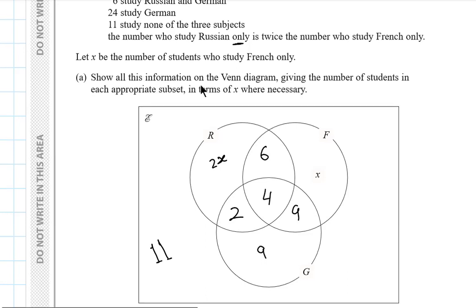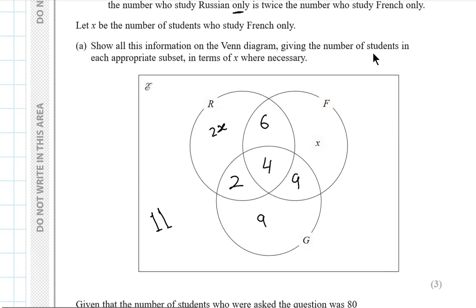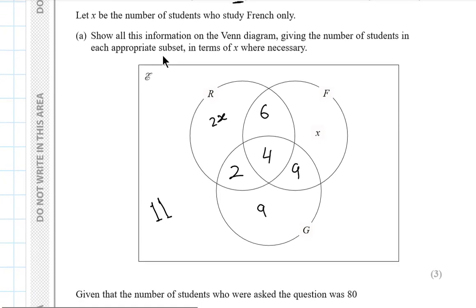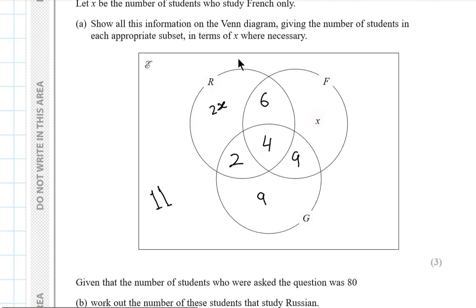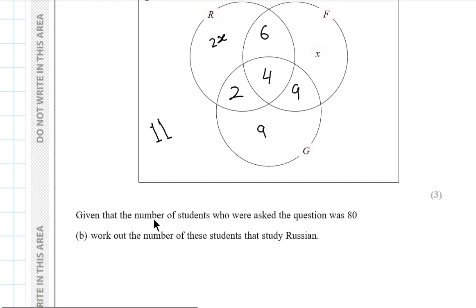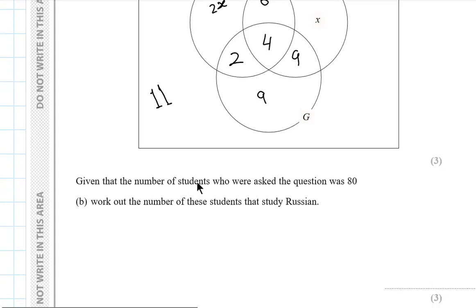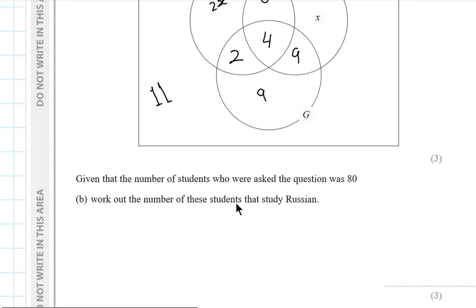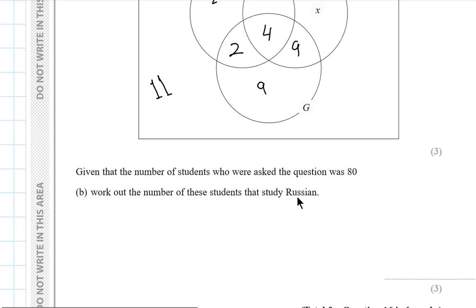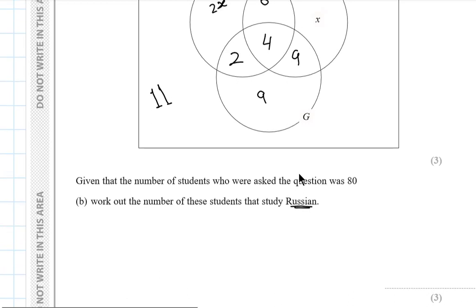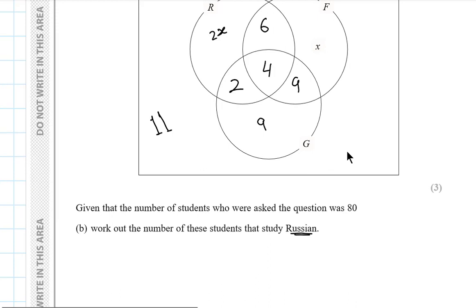Show all this information on the Venn diagram, giving the number of students in each appropriate subset in terms of x. Given that the number of students who were asked the question was 80, the required is to get how many study Russian. The required is 2x. So we should find x first and then double it, right?